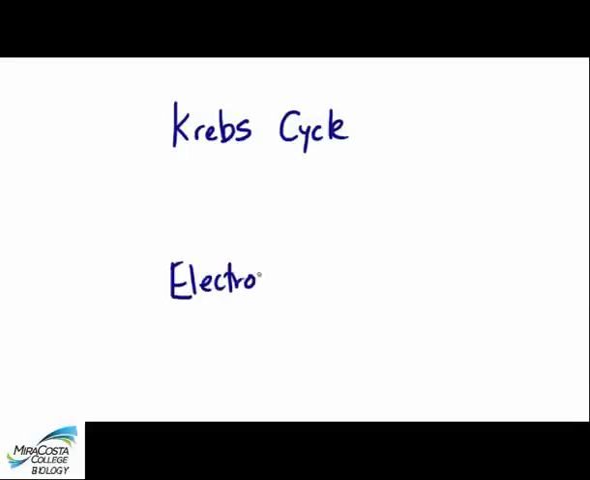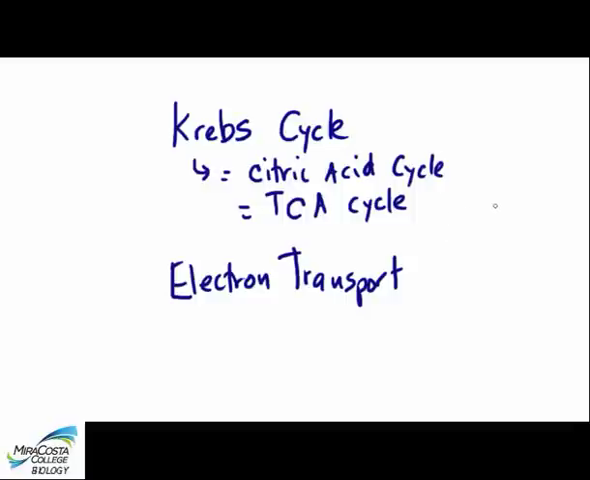There are two main parts of this pyruvate degrading process. One is the Krebs cycle, and the other is the electron transport system. Your book refers to the Krebs cycle as the citric acid cycle, and I've also seen it referred to in textbooks as the tricarboxylic acid cycle, or TCA cycle. All of these mean the same thing. I just prefer to call it by the name that every biologist I know uses, which is the Krebs cycle.